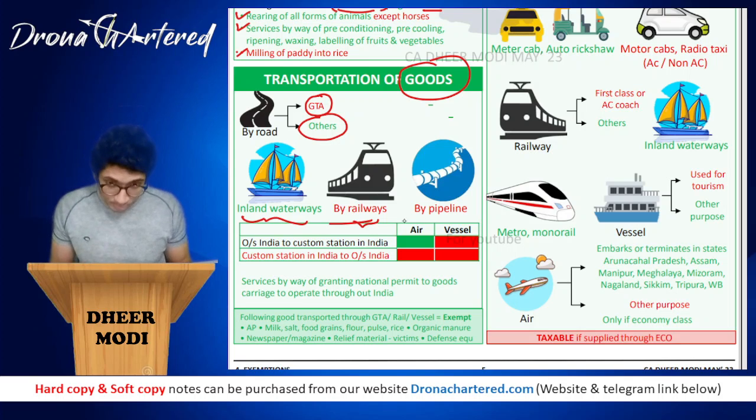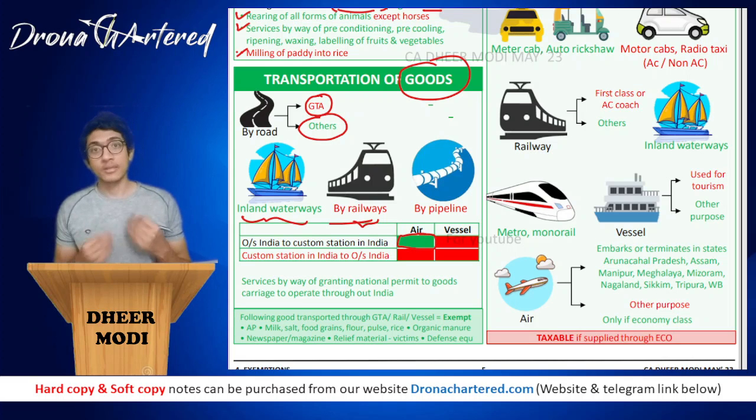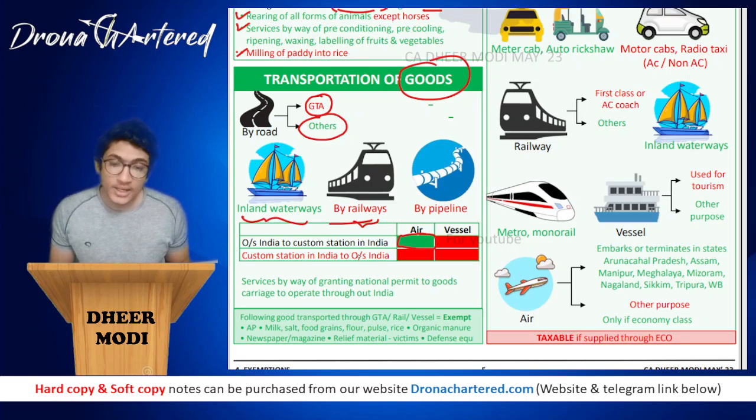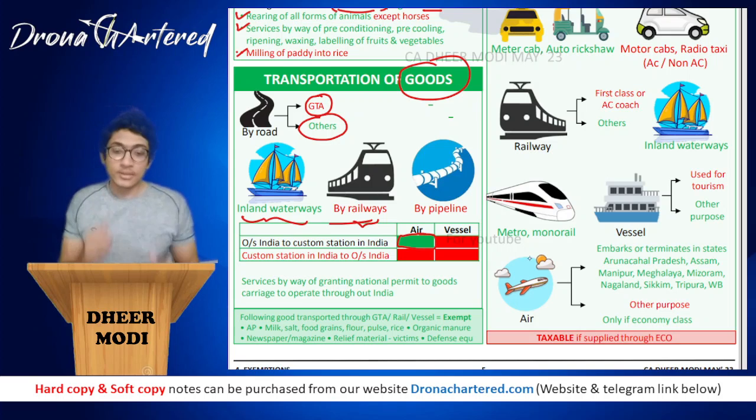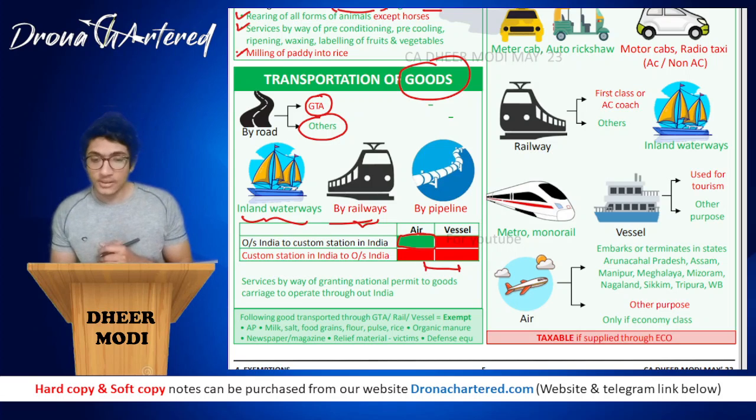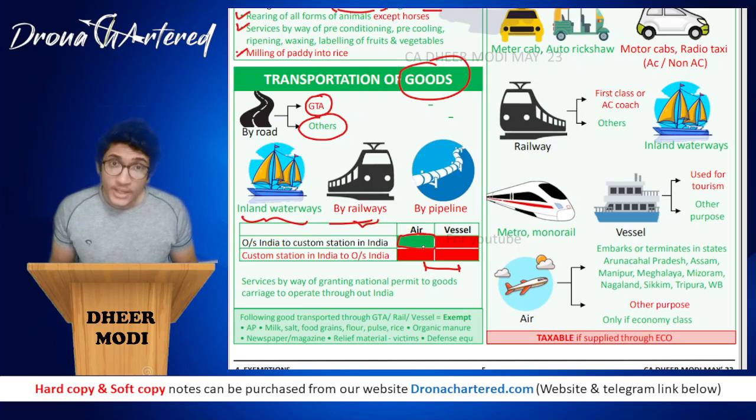If this transportation is by air, only then it is exempt. Otherwise, it will be taxable. That is, if it is by vessel, from any customs station in India to outside India, that is, going outside India, in such a case it will be taxable. Clear? Got it. In both ways. So over here, only if it is done by air will it be exempt.